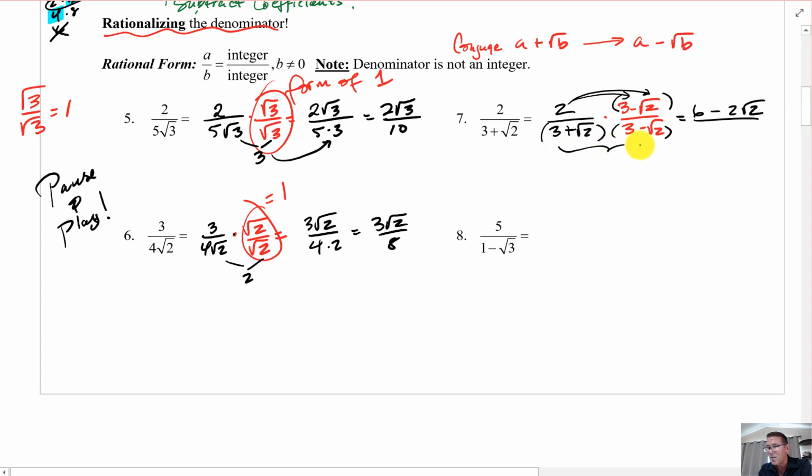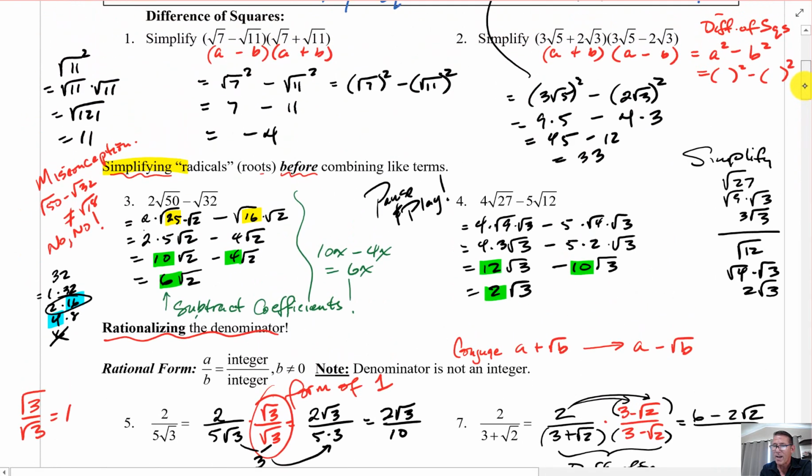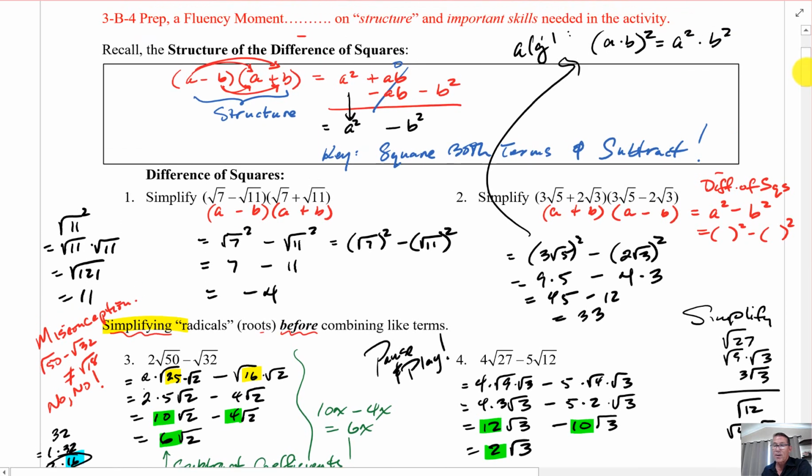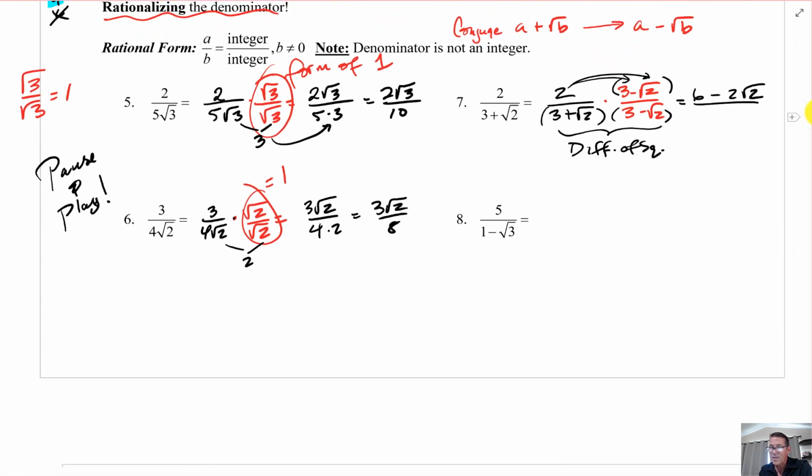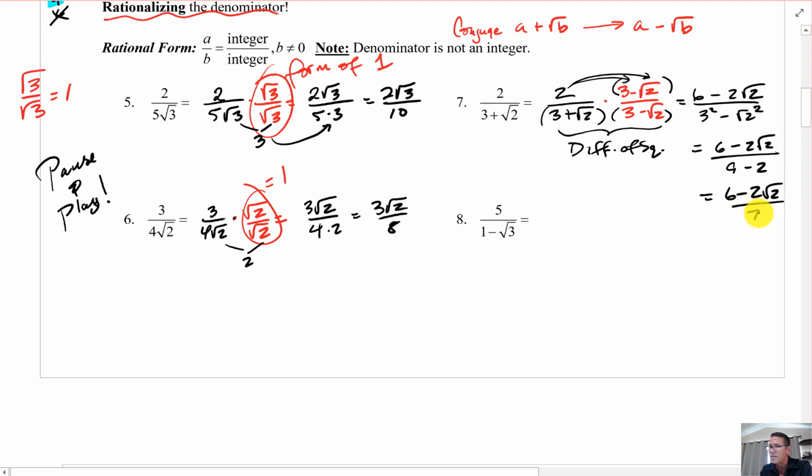Now guess what? This is called the difference of squares, guys, and we already talked about that above. So let's go back up here, and this is the reason why we started off with this. Difference of squares: when you multiply a sum and difference of the same terms, you just square both and subtract. That's all you do. Obviously we're building up skills. So this is 3 squared minus the square root of 2 squared. So you get 6 minus 2 rad 2 up top, and you get 9 minus 2 on the bottom, the denominator, so you end up with that divided by 7.